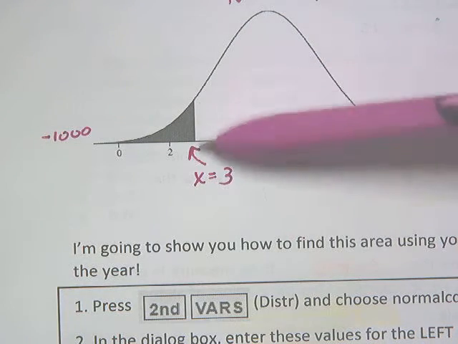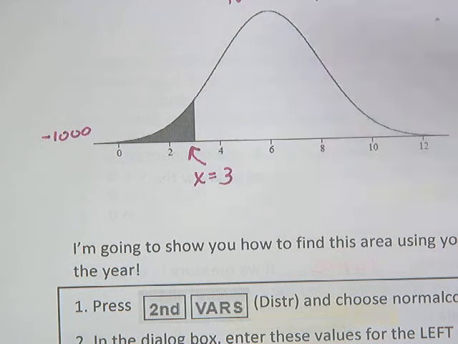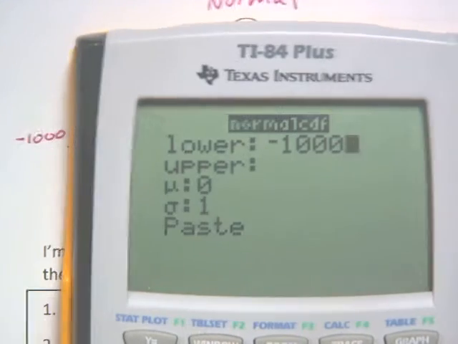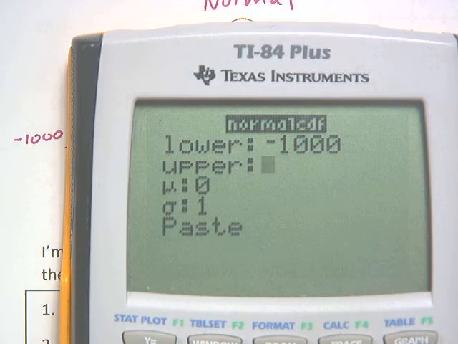Our upper boundary is the one on the right. It's where the shaded region stops, so that's 3. The lower boundary is negative 1,000. The upper boundary for that particular picture is 3.